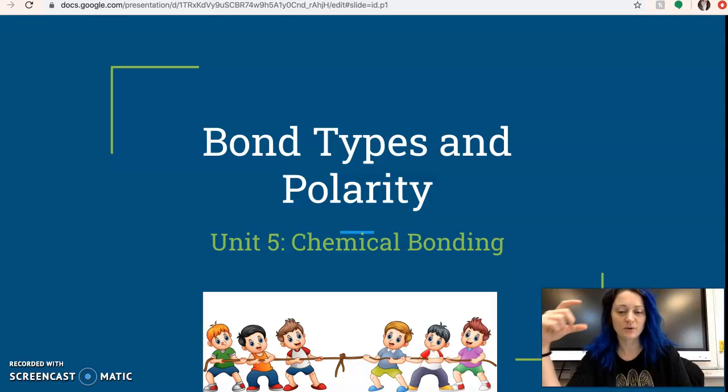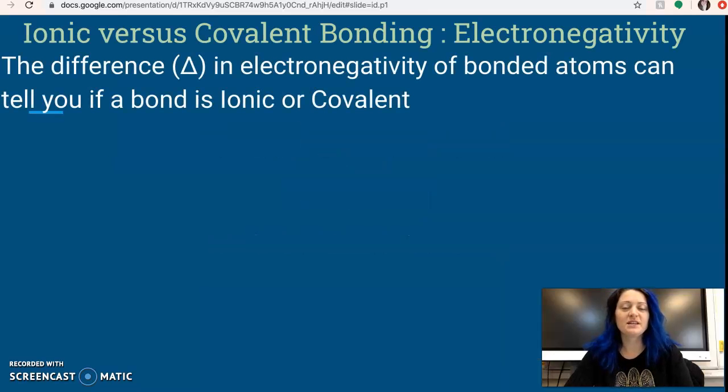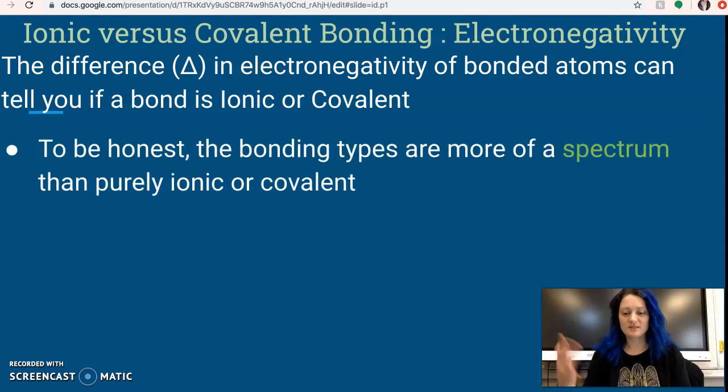When we're going through this, I want you to remember electronegativity and our definition for that, and how we compared electronegativity as a tug of war of atoms on the electron. So recall that electronegativity is the tendency of an atom to attract electrons in a bond. And when you're looking at ionic versus covalent, you can look at the difference in electronegativity to determine between these two types of bonds.